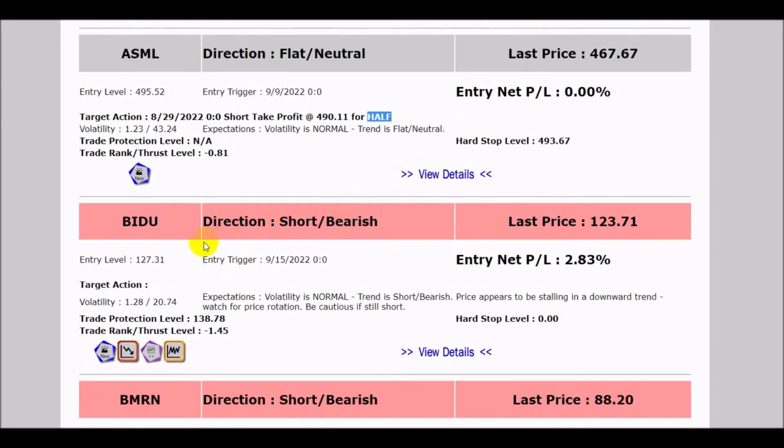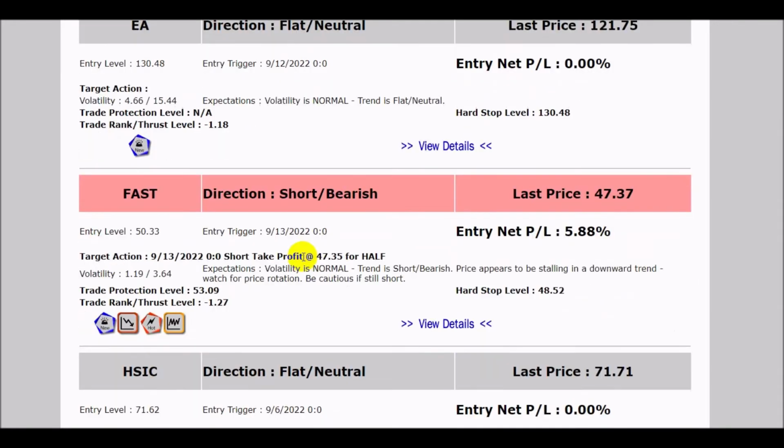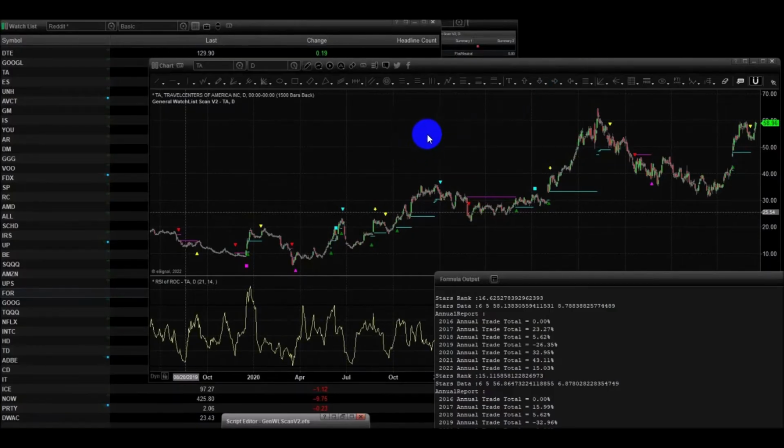You can see here with Baidu, we have 2.88% on a new trigger from just a couple of days ago. We have no target action. Right here, there's no new target being hit. We have our trade protection level at 238, and we have our thrust ranking at minus 1.45. So these are changes that I'm working on with regards to the code to make improvements. But what I'm going to show you right now is the actual working process of what I do.